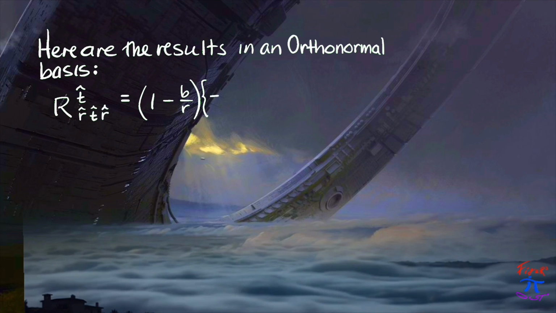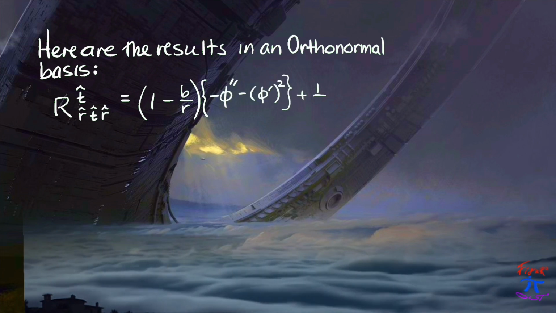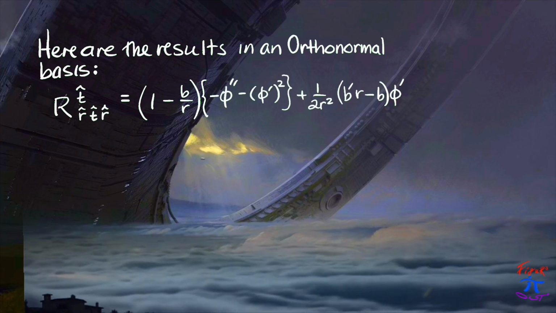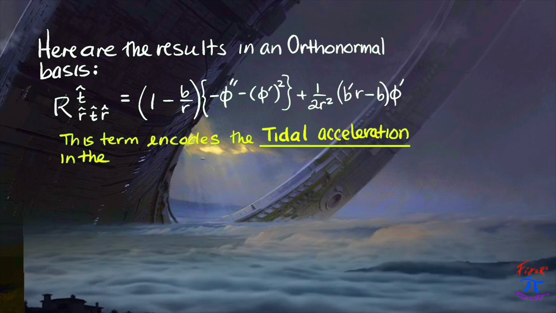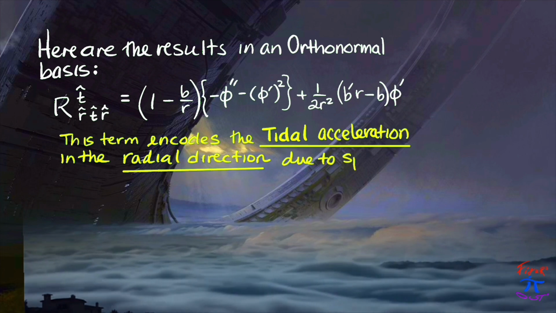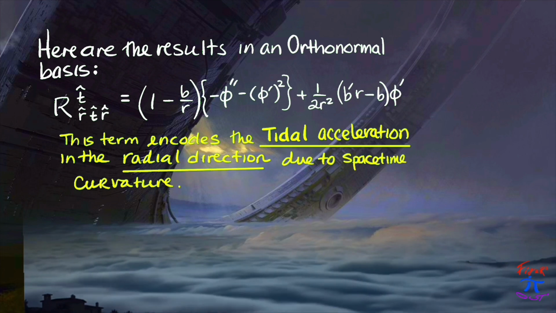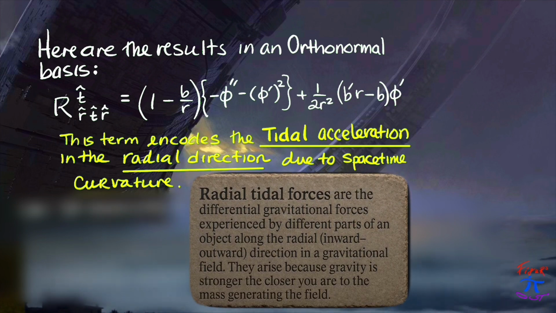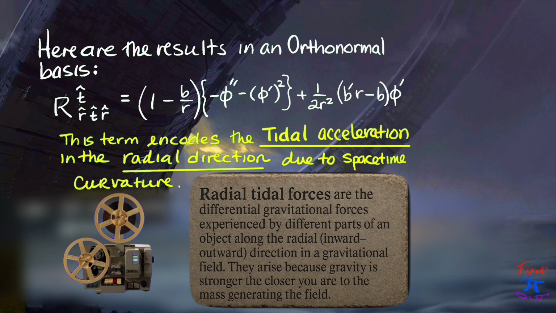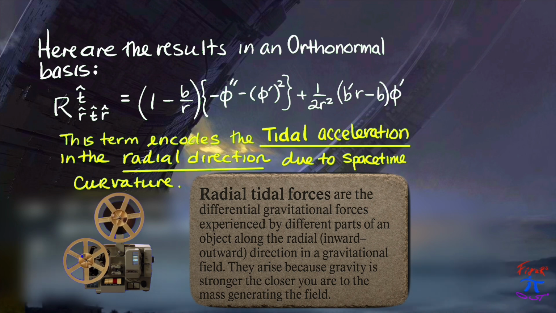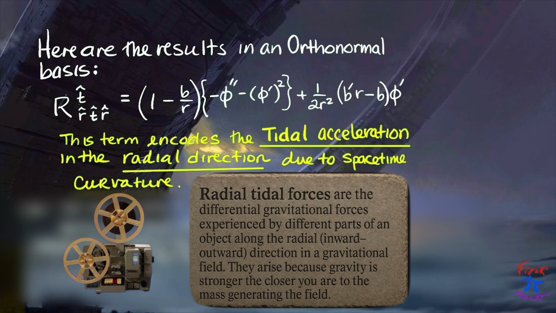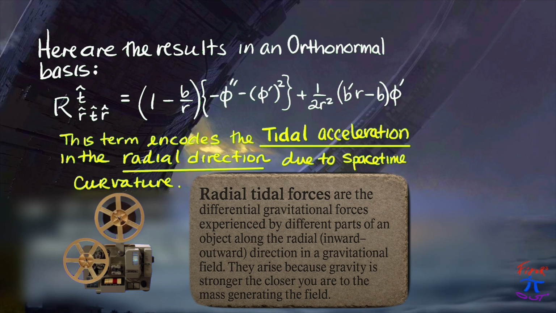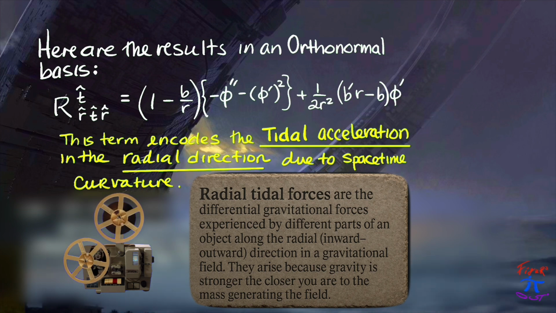The first of the Riemann tensor components is given by this expression. This term encodes the tidal acceleration in the radial direction due to space-time curvature. Radial tidal forces are the differential gravitational forces experienced by different parts of an object along the radial, inward or outward directions in a gravitational field. They arise because gravity is stronger the closer you are to the mass generating the field.